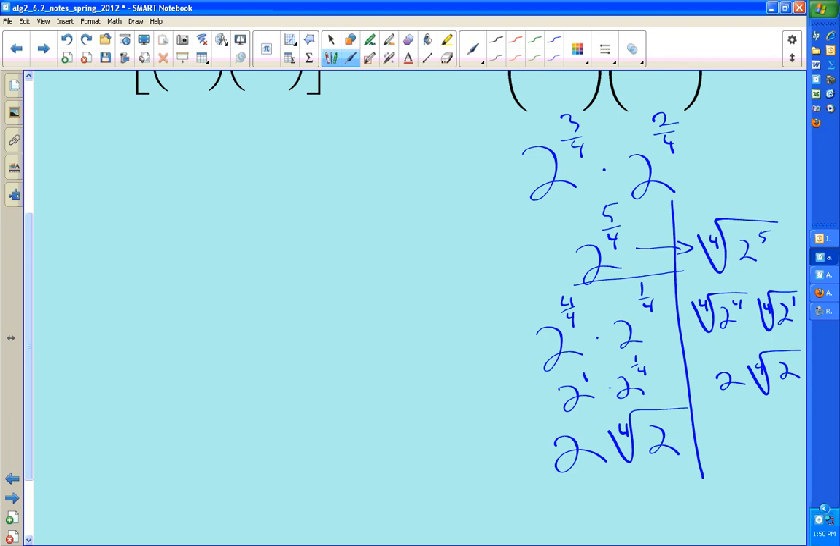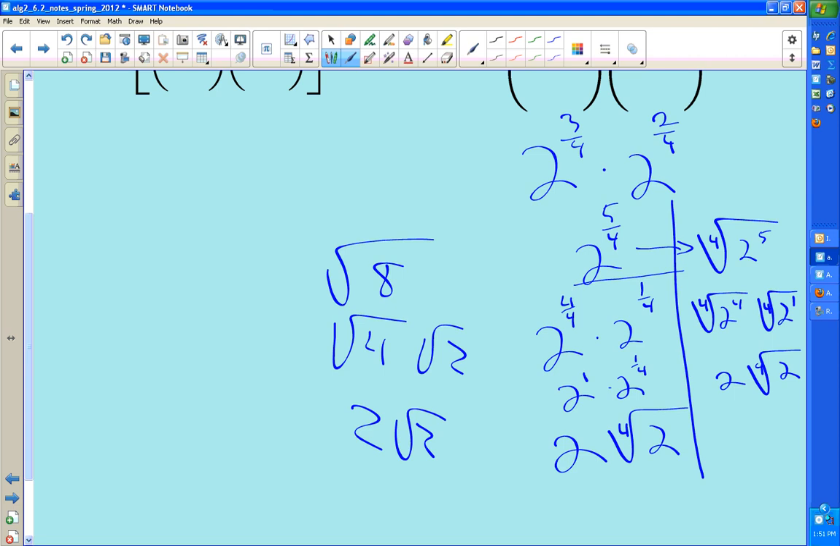I got that, but I don't know how you got... Didn't he just say the second step. 5 is more than 4, right? So we can take out a good guy of the 4th root of 2 to the 4th. Remember when we did the square root of 8 is the square root of 4 times the square root of 2? And the square root of 4 is 2, right? We're doing the 4th root of 2 to the 5th. Good guys are multiples of 4. 2 to the 4th is a perfect 4th root, right? The 4th root of 2 to the 4th is 2.